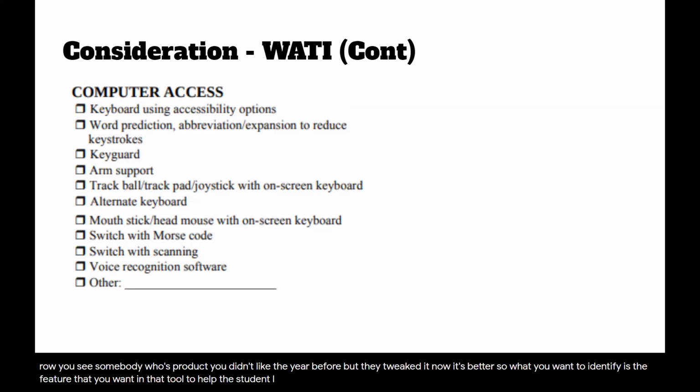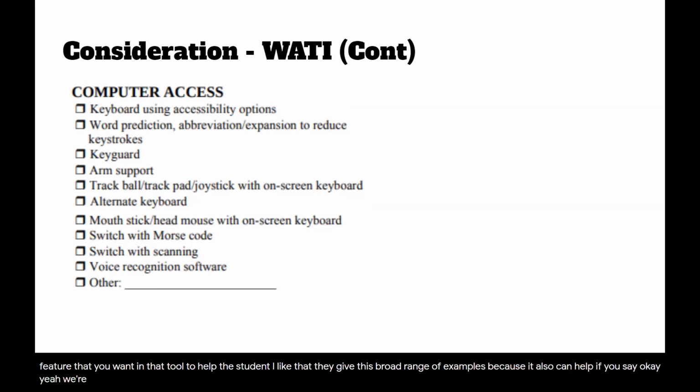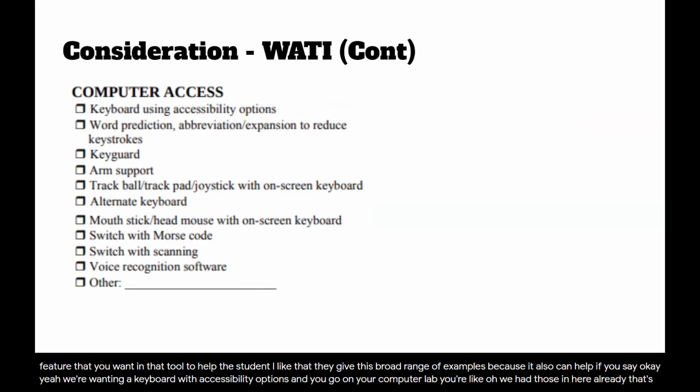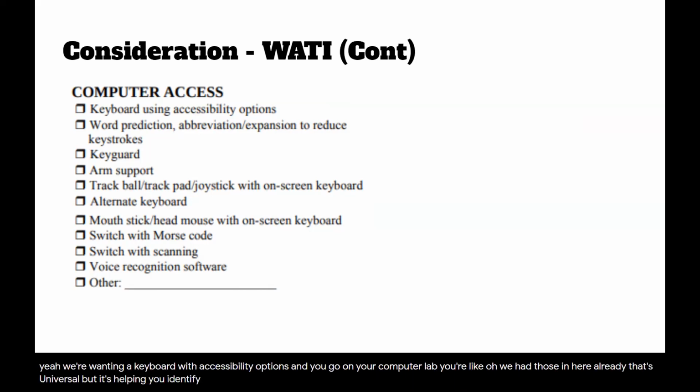I like that they give this broad range of examples because it also can help if you say, okay, yeah, we're wanting a keyboard with accessibility options, and you go in your computer lab and you're like, oh, we had those in here already. That's universal, but it's helping you identify exactly what is helping that student.